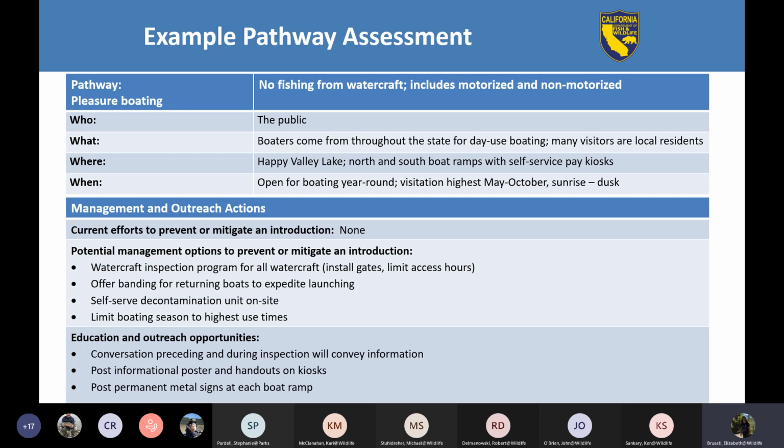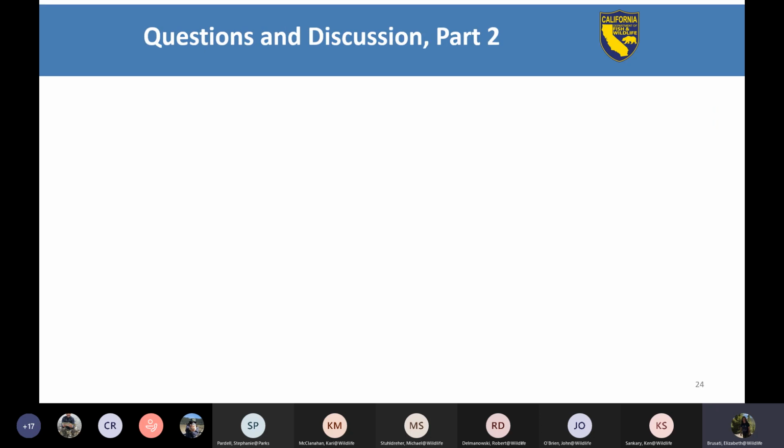You might also consider educational and outreach opportunities. Your inspectors talking to boaters as they're doing inspection is an outreach opportunity. You could post some informational posters at your boating ramps, or maybe post something more permanent like a metal sign. So let me stop here. We're going to talk more details about monitoring and management actions in a moment, but let me see if there are any questions on what we have so far.